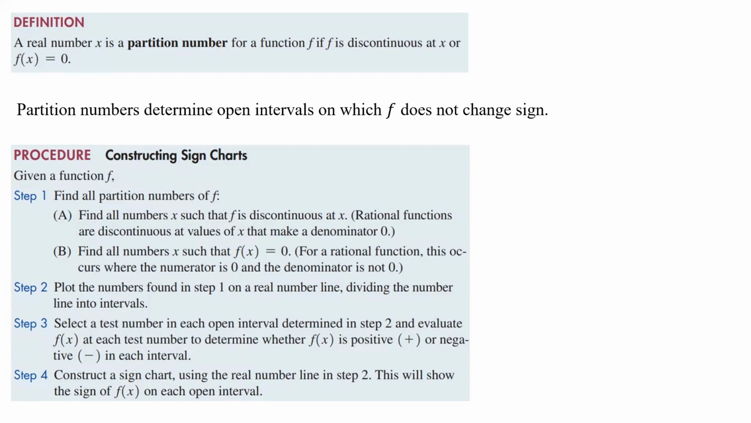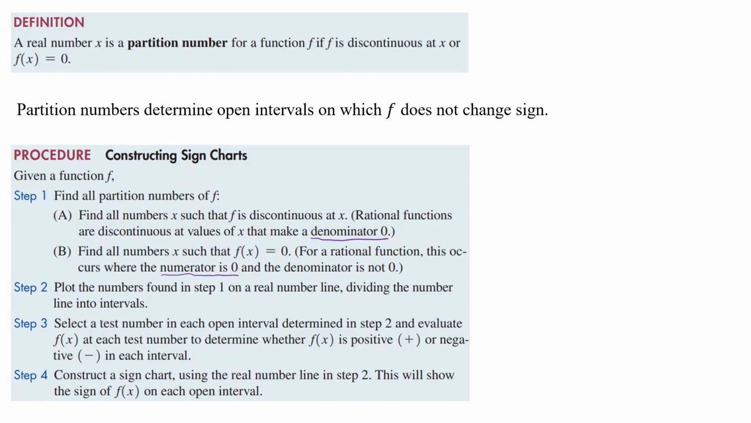Basically, we're going to be given a function f. We're going to find all partition numbers of f. So find all numbers x such that f is discontinuous at x. Rational functions are discontinuous at values of x that make a denominator 0. And then we're going to find all numbers x such that f of x is equal to 0. For a rational function, this occurs when the numerator is 0. So again, we look for the ones that make the denominator 0, and also the numerator 0 and the denominator is not 0.